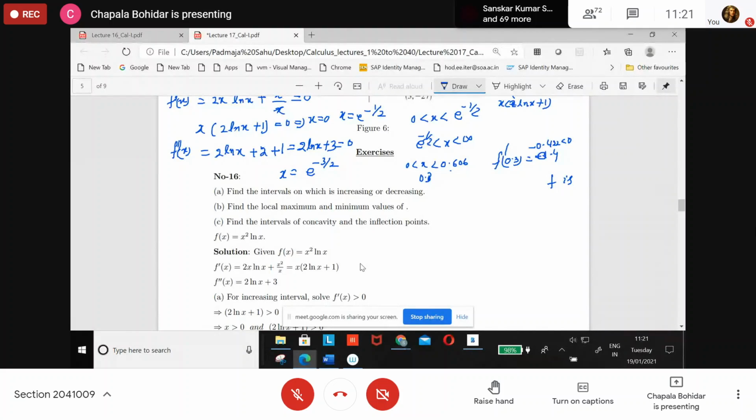Decreasing. Yes, it is decreasing. Okay, now the other interval is 0.606 to infinity. Consider any value in between these two, say 1. I am considering the value 1, an easy one. So f dash of 1 is how much? f dash of 1 is equal to... ln 1 is 0, so we get 1.